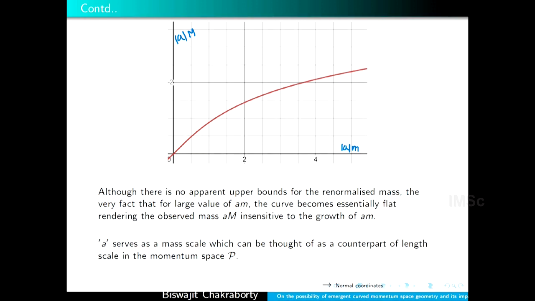If you plot the diagram, initially they are almost at a 45-degree tangent, but as determined by the scale of mod A, this becomes insensitive after some time. There is no upper bound as such, but the tangent becomes flatter and flatter, so it becomes insensitive to the growth of small m, and this is the feature we observe.